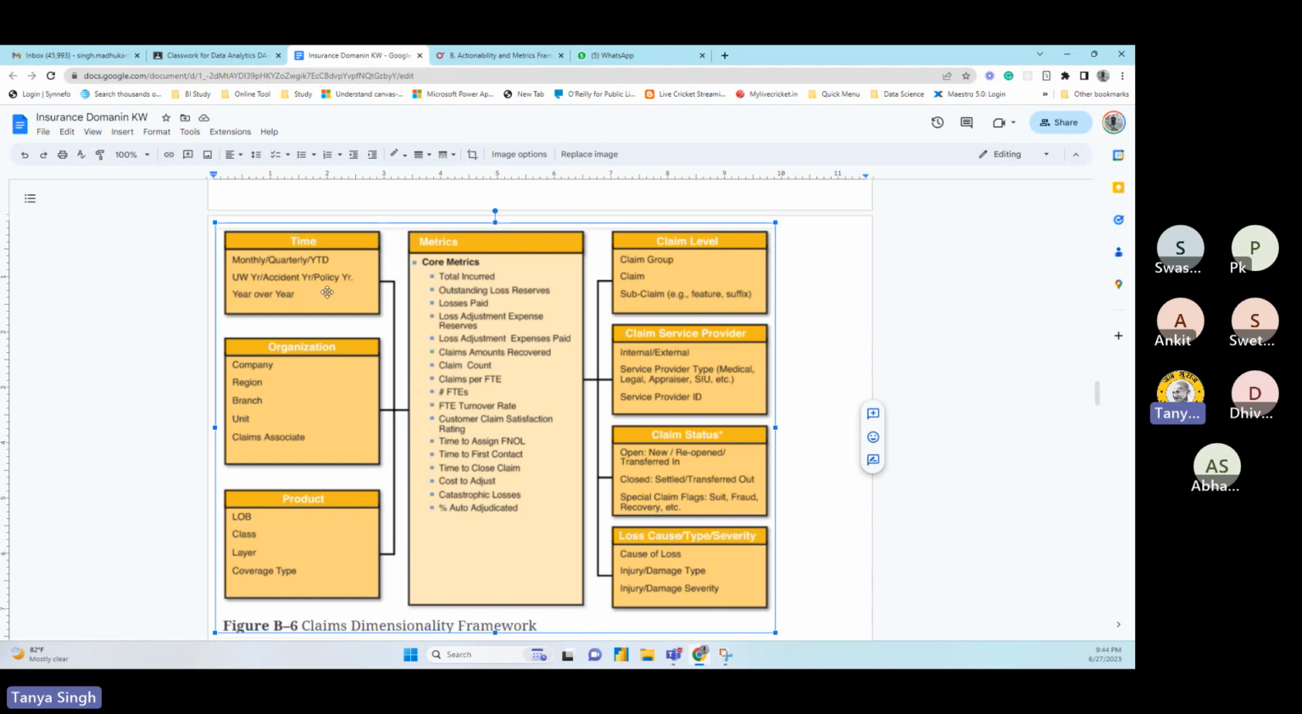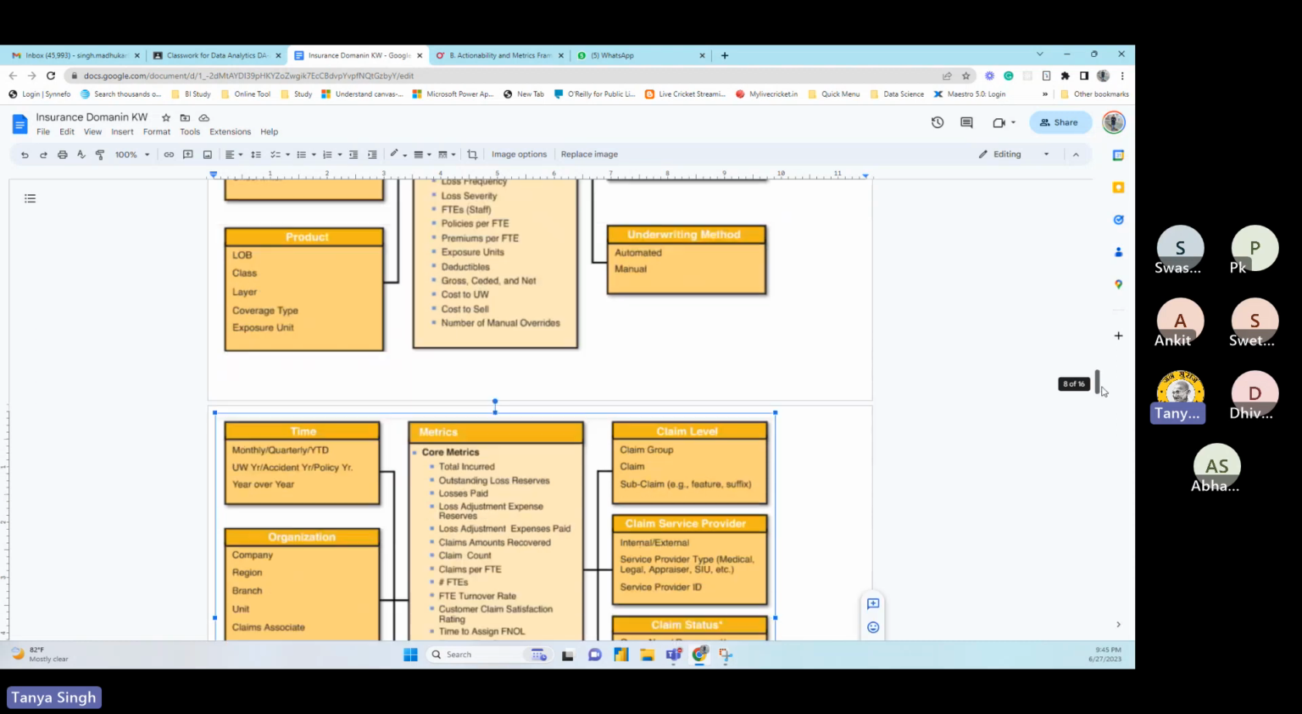A few dimensions are very standard, like the time dimension, product dimension, and organization dimension. But the claim label, claim service provider, and claim status change, right? Because it depends on the nature of your data. So it is still a star schema, right?